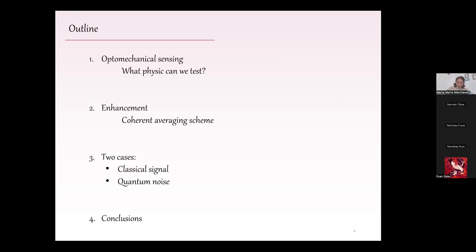And the two cases we looked at so far is, first of all, the simple case when, for example, we just have a classical signal that we aim to measure. So there is like a classical noise that is affecting all the optomechanical system. And we want to see how the sensitivity scales, in this case, when we increase the number of sensors. And then the more complete case is when we also introduce quantum noise. And this will be when we include also thermal noise and light back action. And at the end, I will just draw some conclusion and sum up this work.